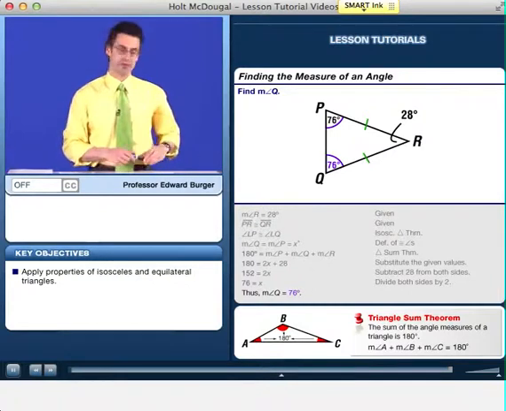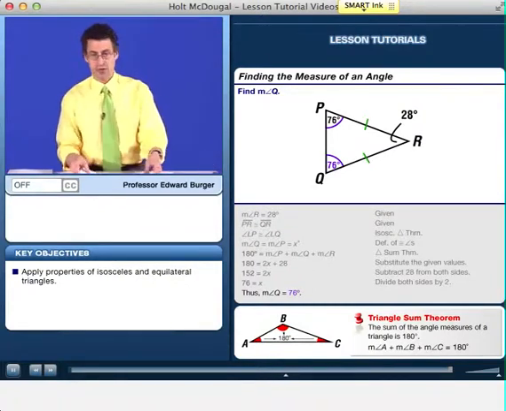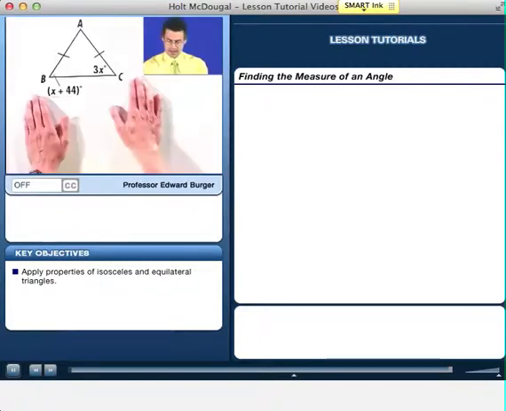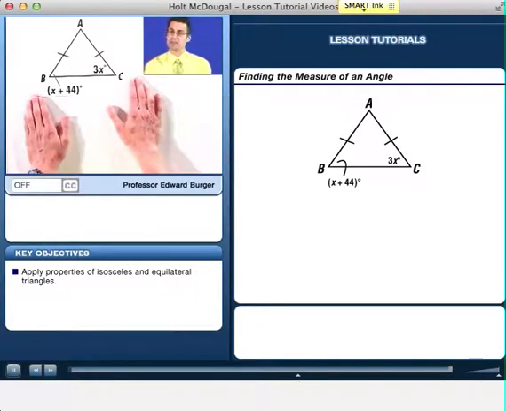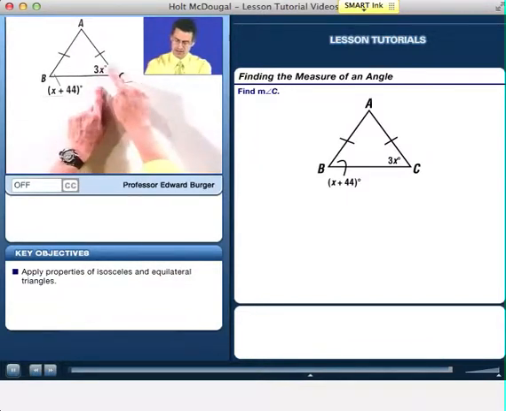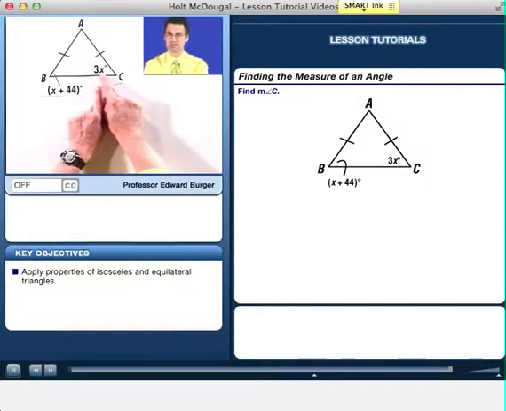Notice how we're using all the properties of isosceles triangles. Let's try another one. Here we get a different scenario, a different picture. And the question now is to find the measure of angle C. Now, all we know is that this measure is apparently 3x degrees.